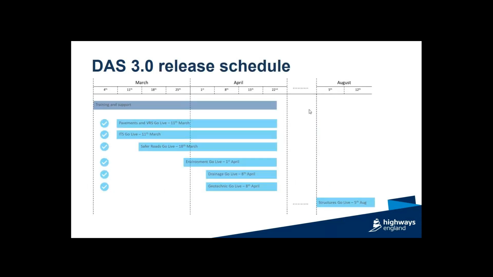So the release schedule for DAS3. As I'm sure many of you know, we have released DAS3 to all other disciplines: pavements, VRS, ITS, safe roads, environment, drainage, and geotechnics. The release for these disciplines was completed by April. We have since been working on the additional functionality that's required for structures, and that's primarily focused on the ability to add a structure key to a departure. We have now completed that functionality, and as a result, we have a go-live date for structures of the 5th of August.